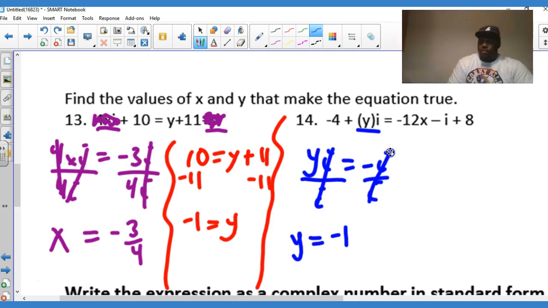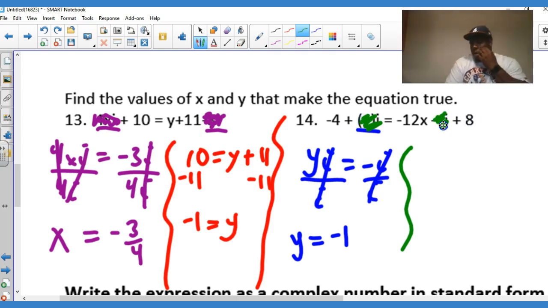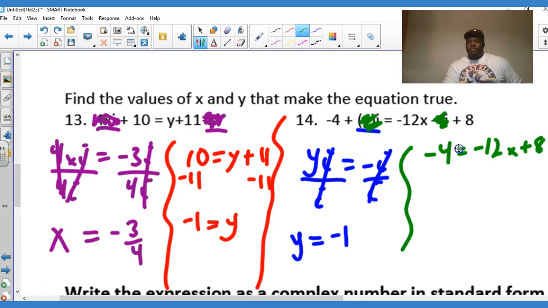Notice if you cancel out something, like even if you had 2 over 2, guys, that's 1. So here we go, y equals negative 1. Now ask yourself, what is remaining up here? We already worked with this. What's remaining? Well, I have negative 4 equals negative 12x plus 8.